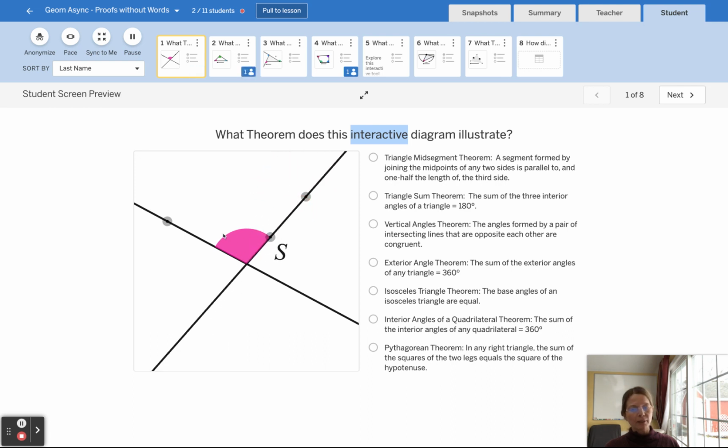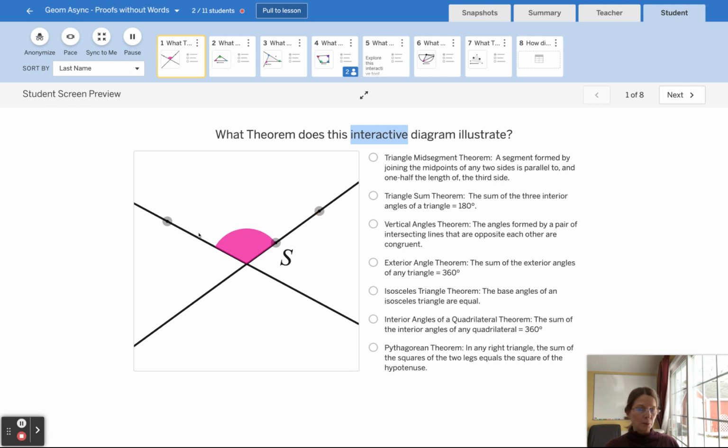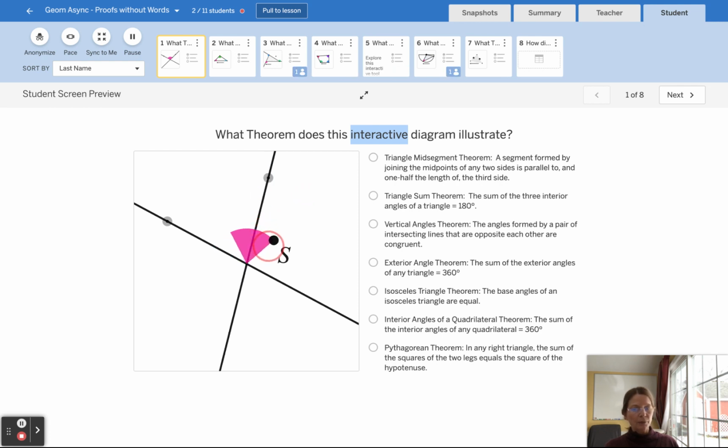Oh, it's showing that if I move this, the angle that's formed between these 2 lines gets bigger. If I close it down, the angle gets smaller. Okay, what if I move this point? Oh, it's taking what was the angle and moving it down here, showing me that when I have a pair of intersecting lines, the angles that are opposite each other are going to be congruent.